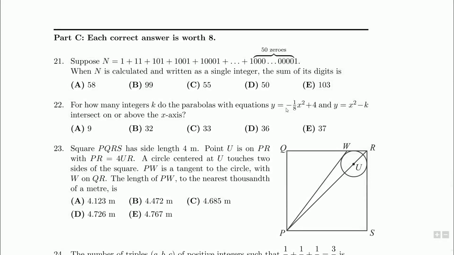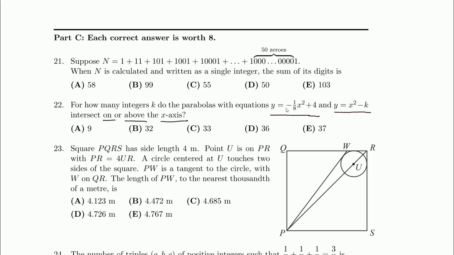For how many integers k do the parabolas with equations y equals negative 1/8 x squared plus 4 and y equals x squared minus k intersect on or above the x-axis? Ooh, okay, on or above the x-axis.